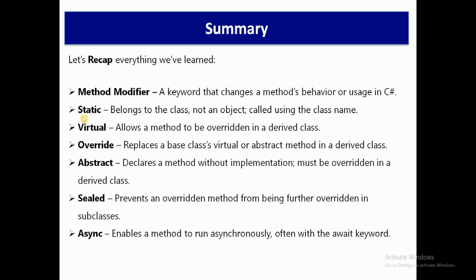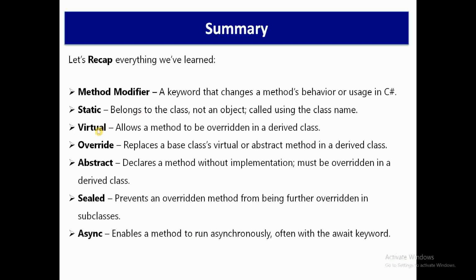We have some types of modifiers, that is static, belongs to the class, not an object, called using the class name. If we want to create any static method, we have to use it by static keyword. We do not want to initialize the objects, then we can call or invoke that particular method. We can directly call it by class name.